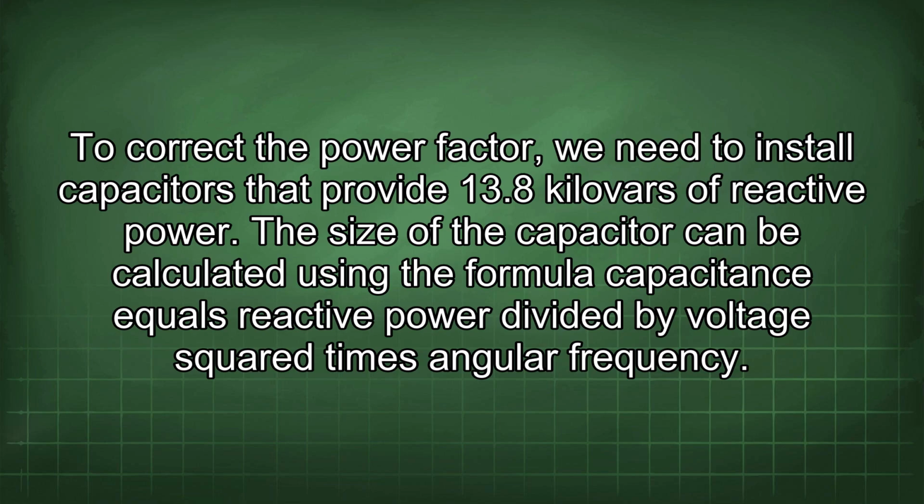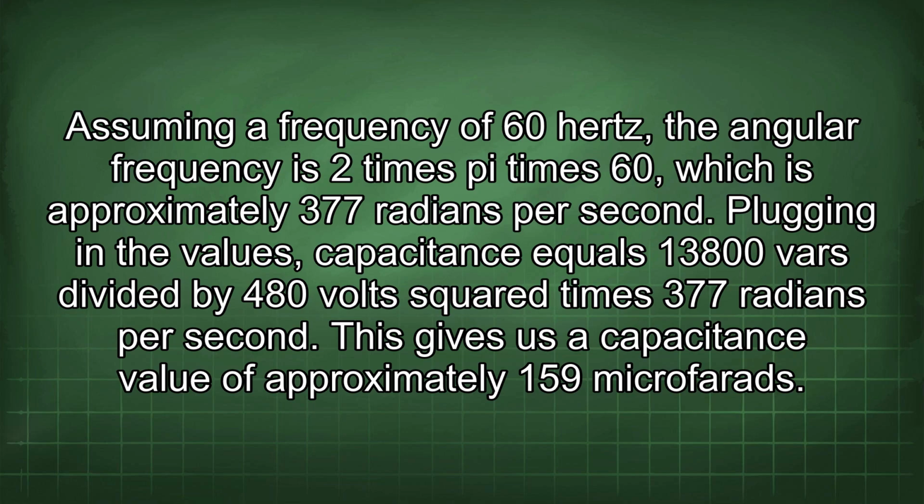The size of the capacitor can be calculated using the formula: capacitance equals reactive power divided by voltage squared times angular frequency. Assuming a frequency of 60 Hz, the angular frequency is 2 times pi times 60, which is approximately 377 radians per second. Plugging in the values, capacitance equals 13,800 VARs divided by 480 volts squared times 377 radians per second. This gives us a capacitance value of approximately 159 microfarads.